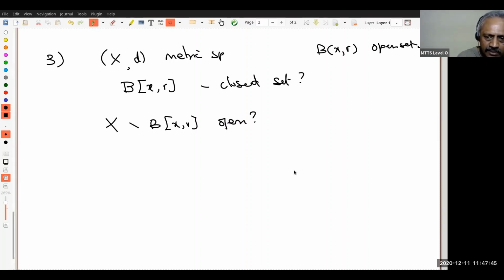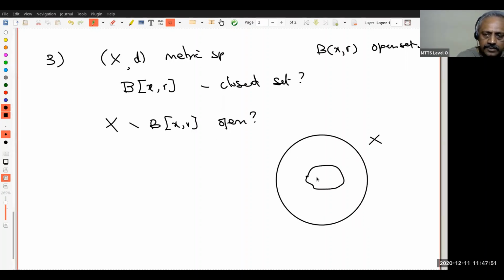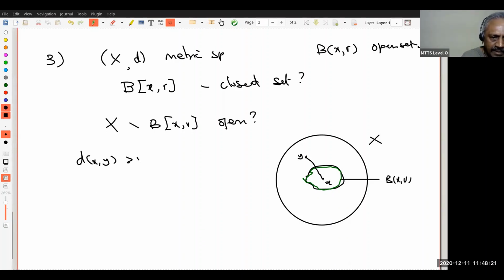So let us look at this. This is my x. This is my closed ball B(x, R). I want it to be a circle, though it could be arbitrary. Let me say the boundary is included. Now this is my x and this is my y. Let d(x, y) be greater than R.